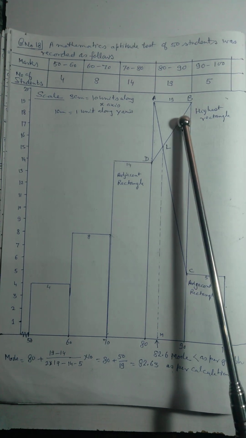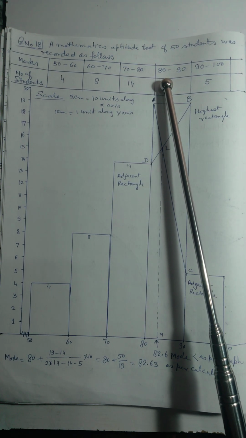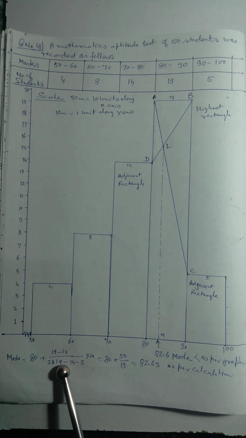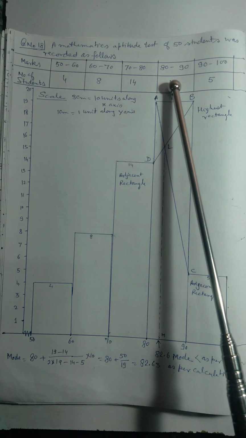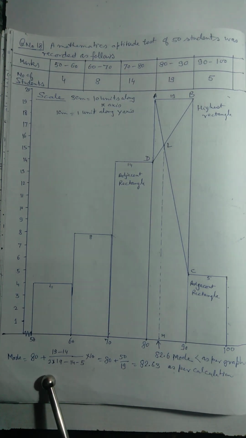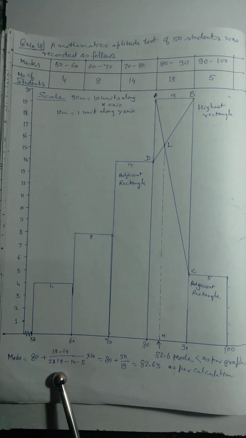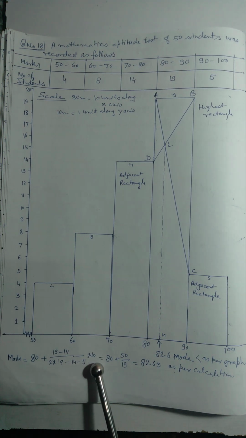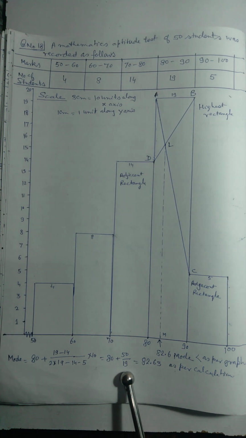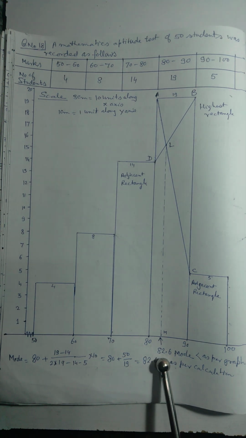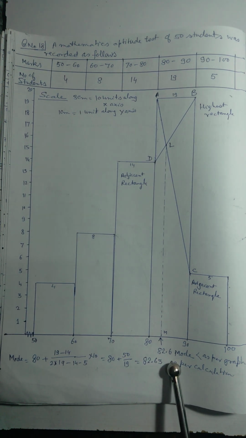Here I have worked out the mode by the calculation method. The highest frequency class is 80 to 90, and the lowest means the exact lower limit, that is 80. 19 minus the preceding frequency, that is 14. So 80 plus (19 minus 14) upon (2 into 19 minus 14 minus 5) into 10, that is 80 plus 50 by 19, that is 82.63. So here it is 82.63.